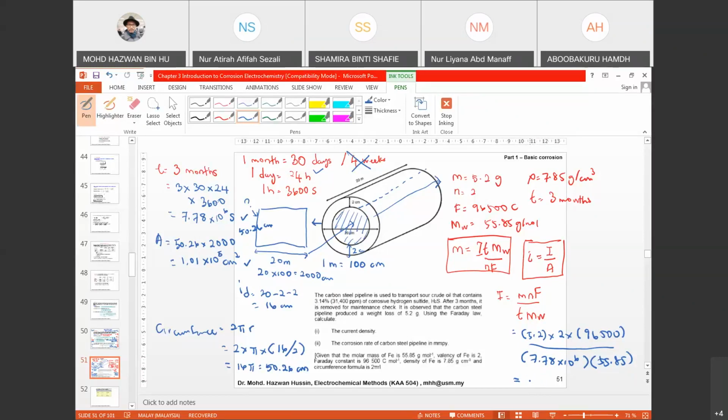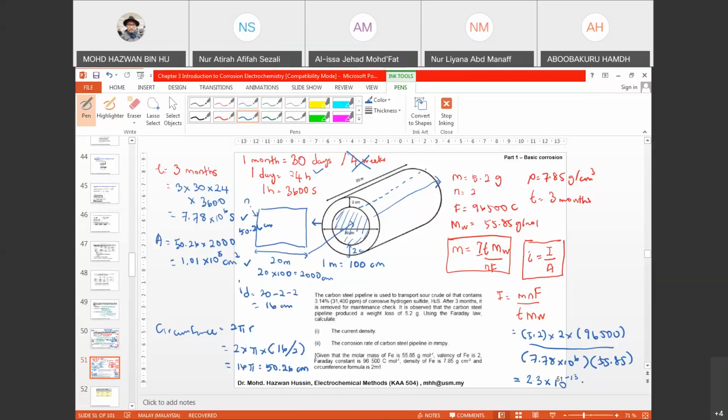For the current, Doctor is calculating. Atira, did you get it? 2.3 times 10 to the power of 8, I think. 2.3 times 10 to the power of minus 13.